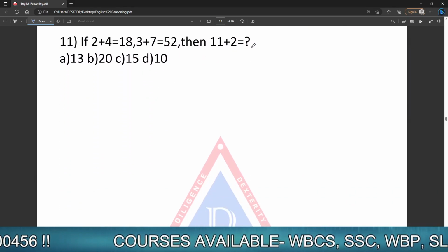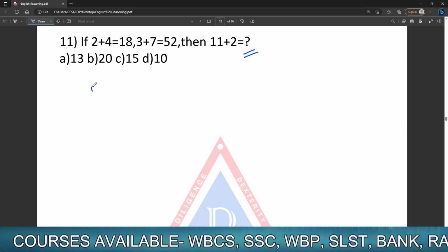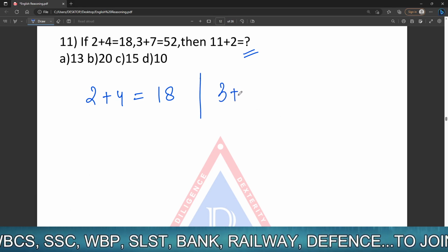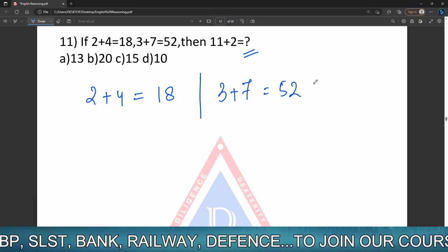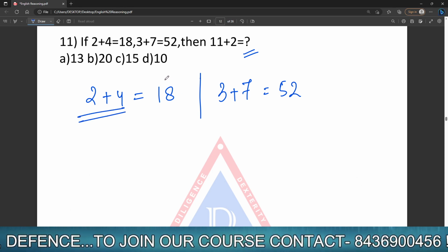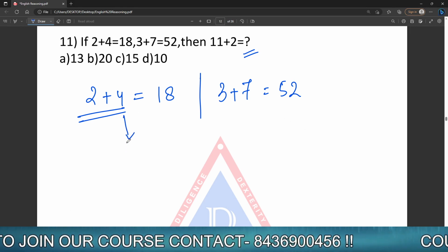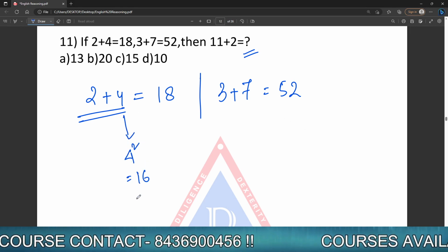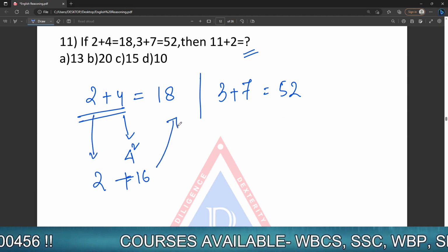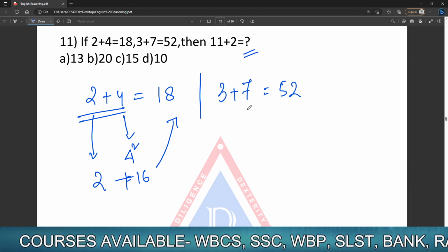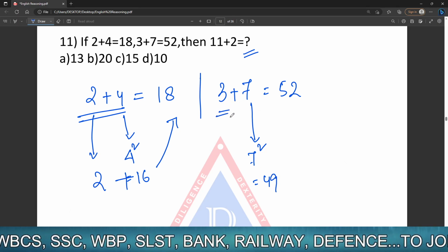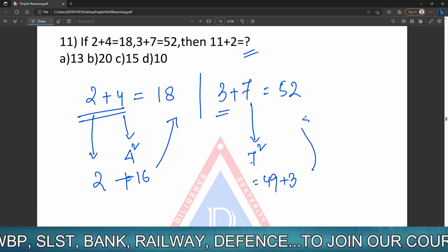Next question is also about fillers, or you can say the missing. So what is given? 2 + 4 gives 18. 3 + 7 gives 52. How does this come? 2 + 4: 4 square gives us 16 and 2 as written, just add both of them. So 18 comes. Here also, 7 square gives us 49, then adding 3 gives us 52.